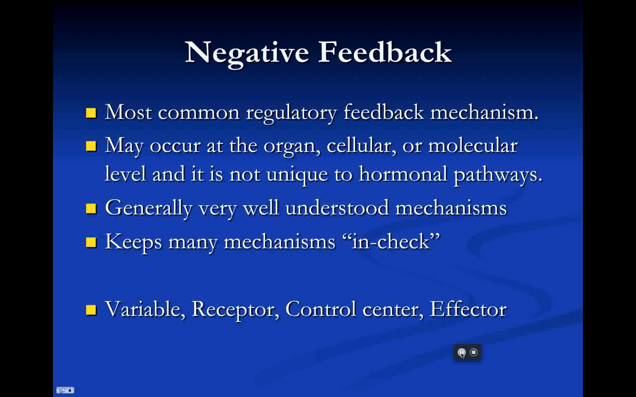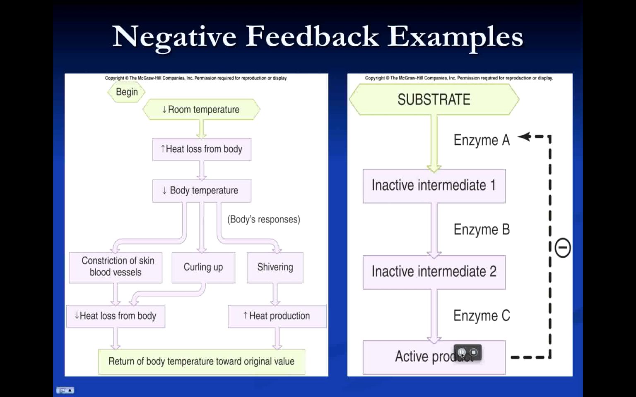Negative feedback is the most common regulatory feedback mechanism. 99% of the processes in your body that need controlling are controlled by negative feedback. Again, it can occur on any level: the organ, the cell level, molecular level. You'll talk about it the most when you're talking about the hormones of the endocrine system, but it's not limited to that system.